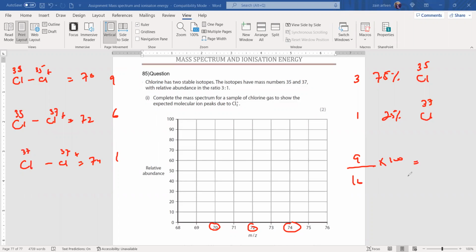This will give us the percentage of the chlorine molecule at the peak of 70. Then for 72, it will be 6 divided by 16 times 100. And for this one, it will be 1 divided by 16 times 100. So 9 divided by 16 times 100, what's the answer? Nine divided by 16 times 100 is 56.